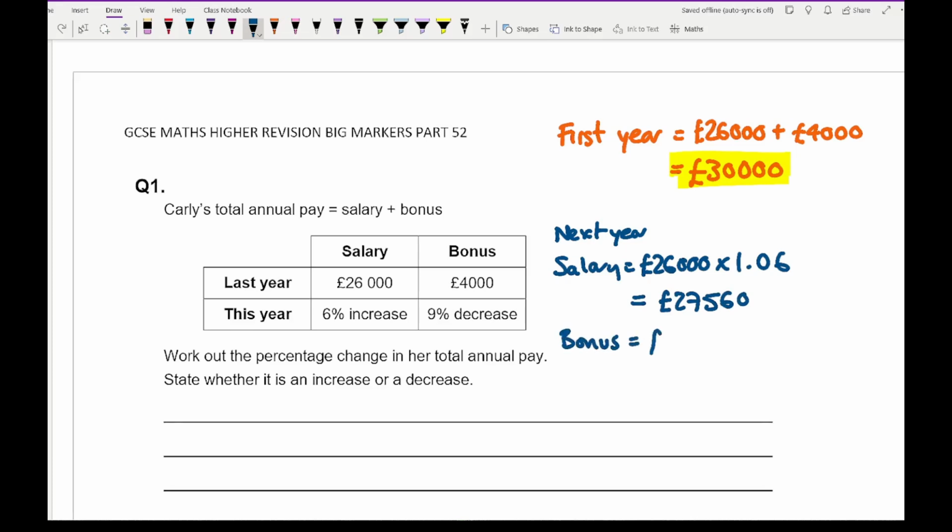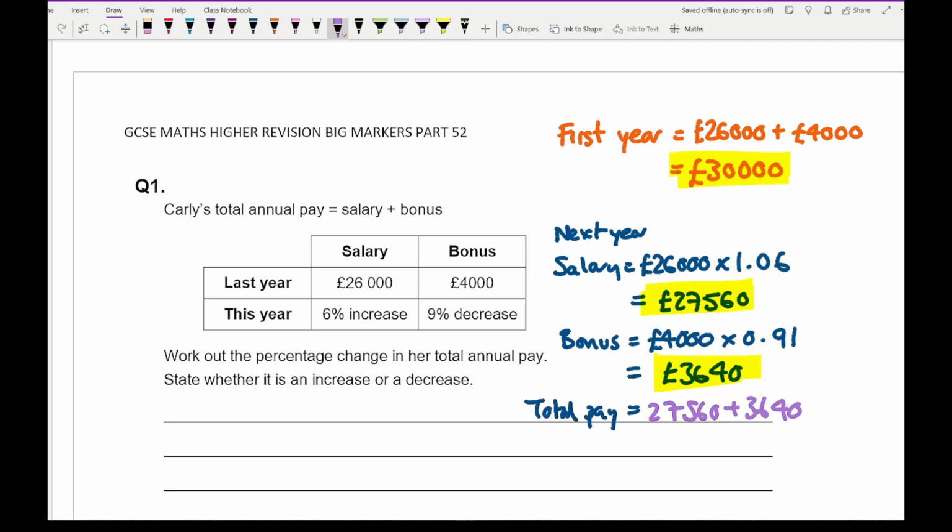Then we need to work out the bonus. Now the bonus is £4,000, then with a 9% decrease, so 100% take away 9% is 91, so I'm going to multiply that by 0.91, and that comes up to a total of 3,640. So the total pay is those two amounts added up, so 27,560 plus 3,640 comes up to a total of £31,200.